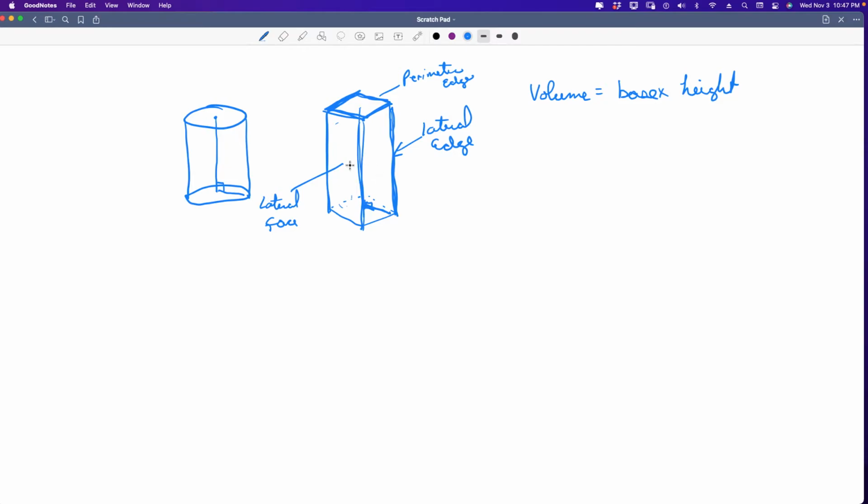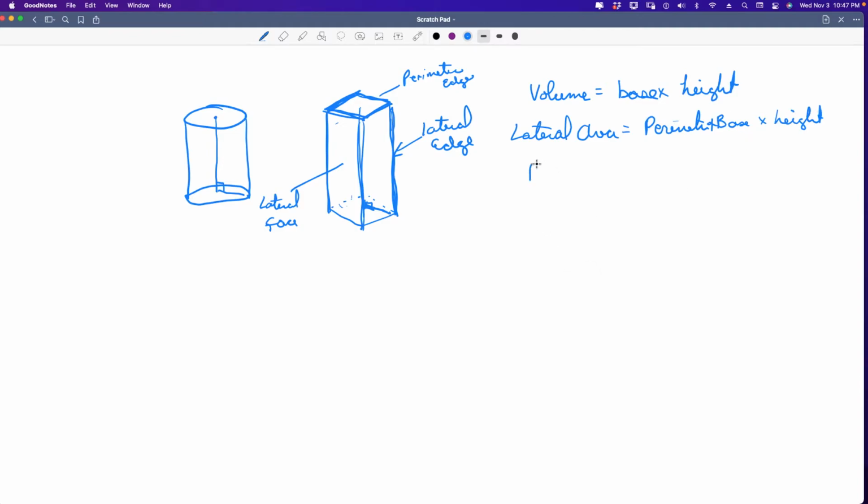The lateral surface area, that means all of these lateral sides. Lateral in Latin is sides, so it's the side area. So the lateral area is going to be equal to the perimeter of the base times the height. Okay?